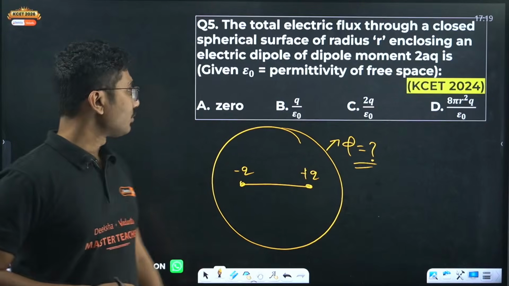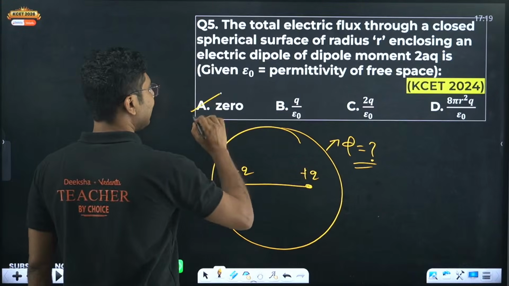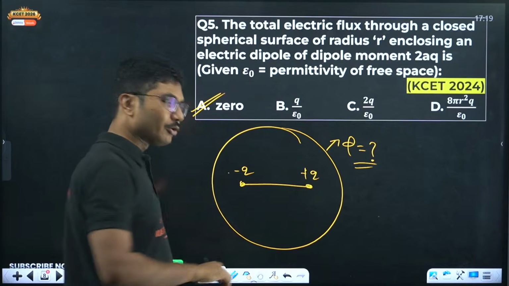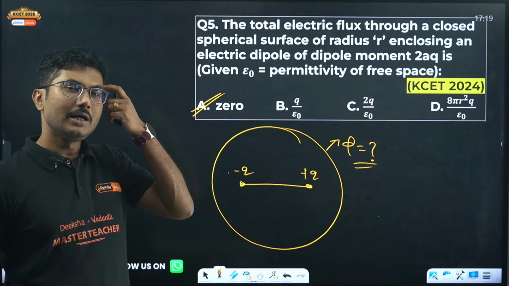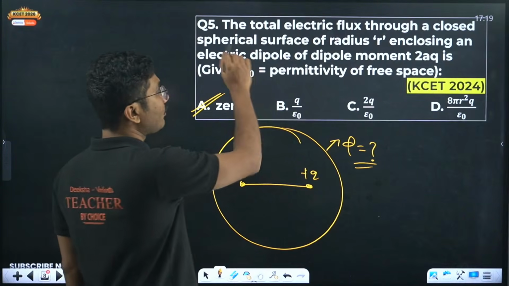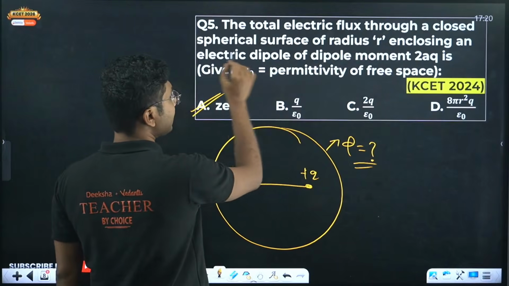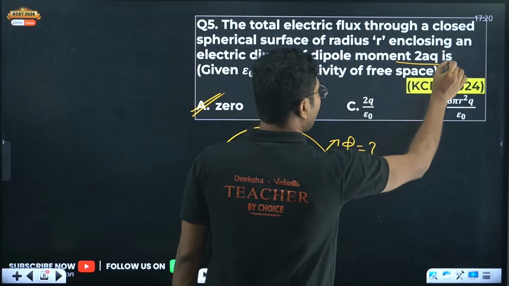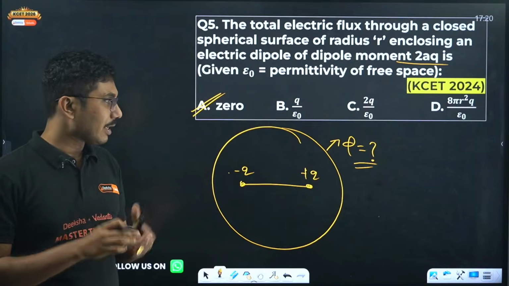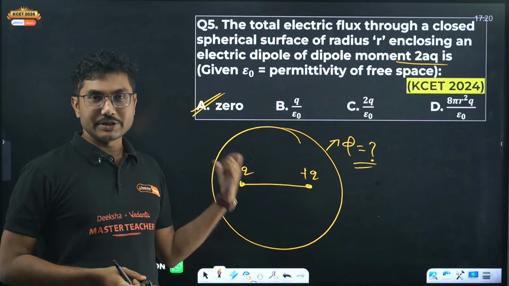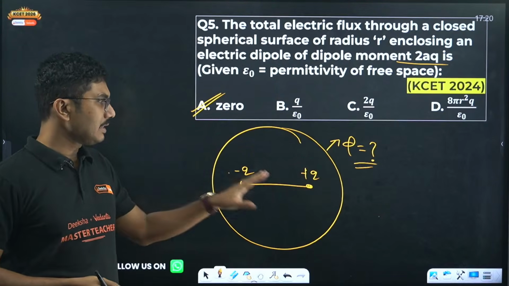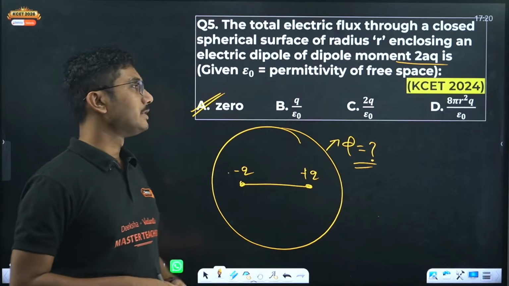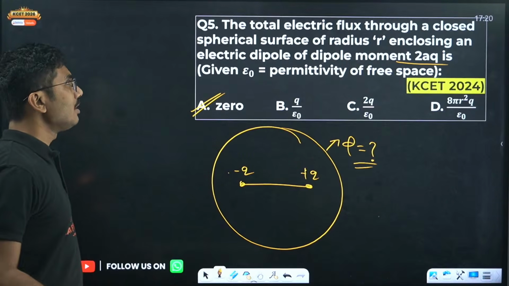Okay, so here the electric flux will be 0. Why? Because both positive and negative charges are included inside the sphere. It's mentioned that the total flux is through a closed spherical surface enclosing a dipole. Enclosing means the entire dipole is inside this surface. That means the total charge enclosed is 0, and total charge enclosed being 0 means the flux will also be 0.